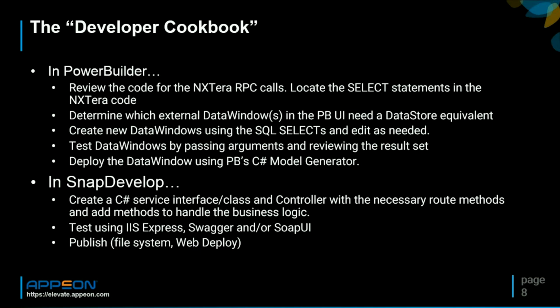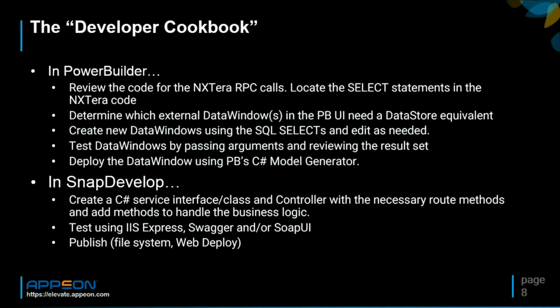Then we'd determine the data windows in the PowerBuilder UI that needed data stores, and we would write data windows using the select statements harvested out of the C code, and we would fix those data windows up as needed. We'd then test the data windows by passing arguments and reviewing the result sets. Then we would deploy the data windows using the PowerBuilder C# model generator into the Snap Develop IDE.